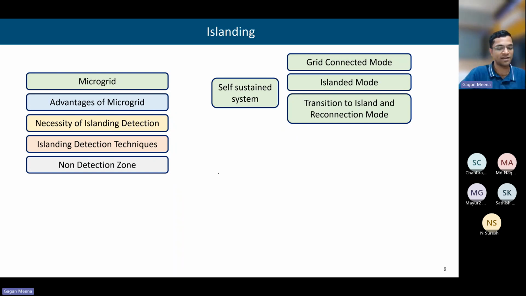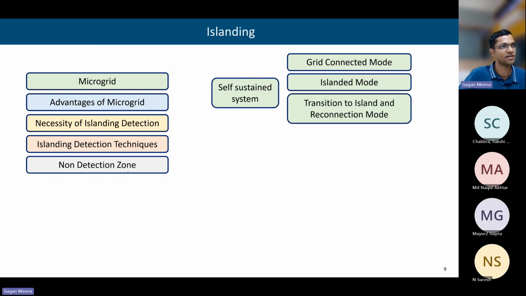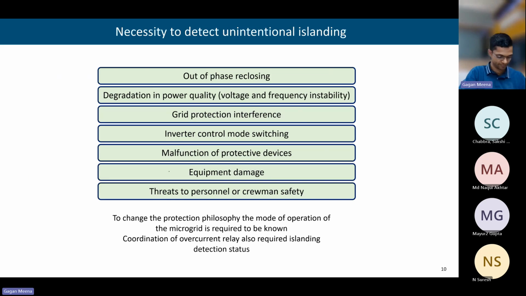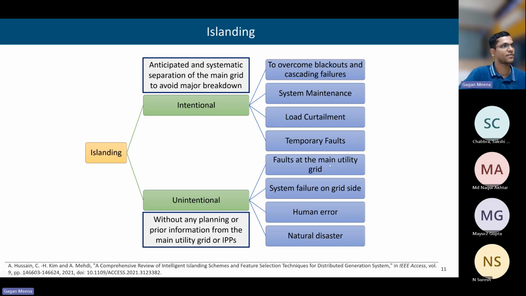We already discussed that a microgrid can have three modes. One is grid connected mode, another is islanded mode, and the third is the transition to island and reconnection mode. Islanding can be of two types. One is intentional and another one is unintentional.